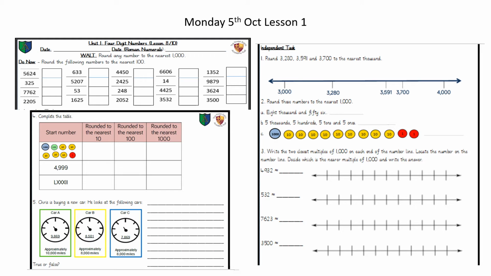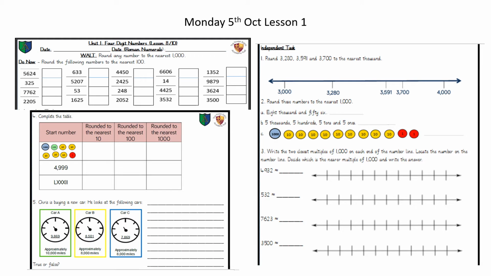On Monday, we're going to be continuing our work with rounding. Now, last week we were looking at rounding to the nearest 10 and rounding to the nearest 100. So today we're going to continue with that. Now, if you look at your do now, I want us to revisit rounding numbers to the nearest 100. For example, let's look at the number 325.